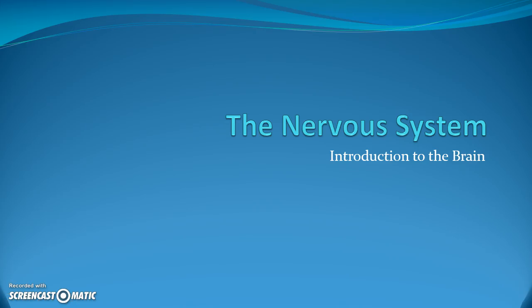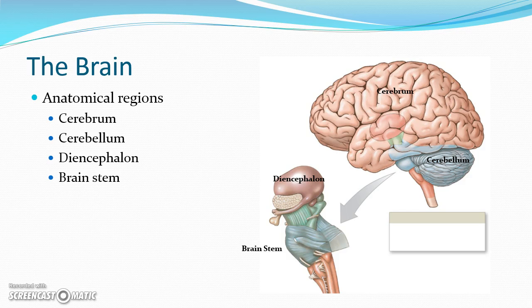This presentation is an introduction into the structures of the brain. There are four main divisions of the adult brain: the cerebrum, the cerebellum, the brainstem, and the diencephalon. The first three can be seen from the outside of the brain, but the diencephalon is an internal region. So we see the cerebrum, the cerebellum, here's the brainstem, we can even see most of the brainstem here, but the diencephalon is an internal structure.